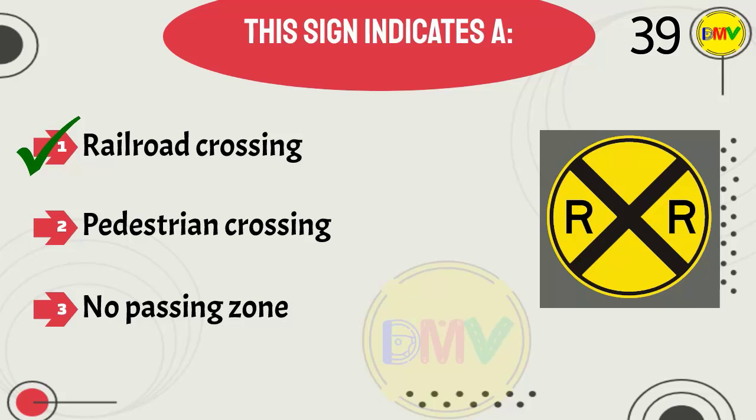The correct answer is 1. Yellow signs with black markings are used to warn drivers about upcoming hazards or special conditions. Brown signs are used only to warn about upcoming railroad crossings.